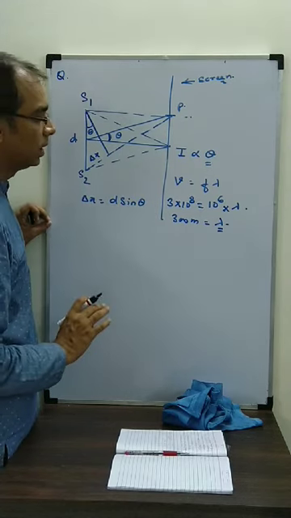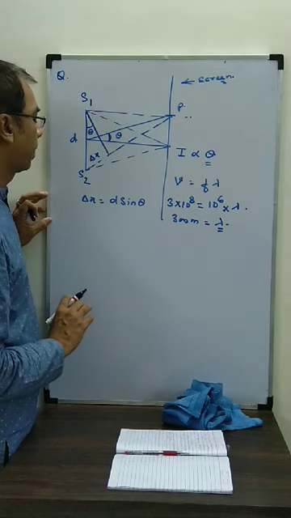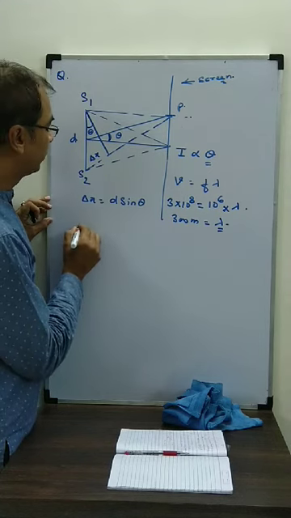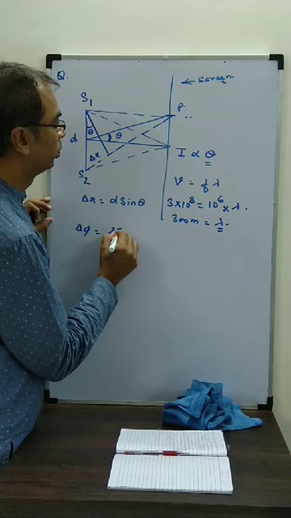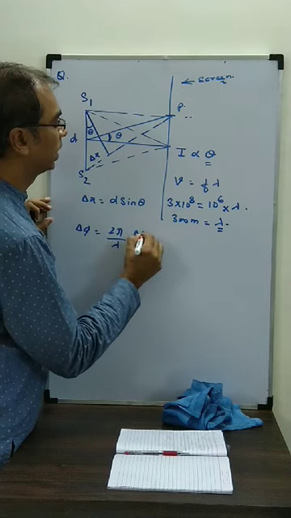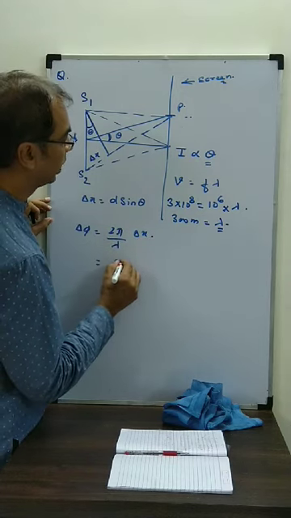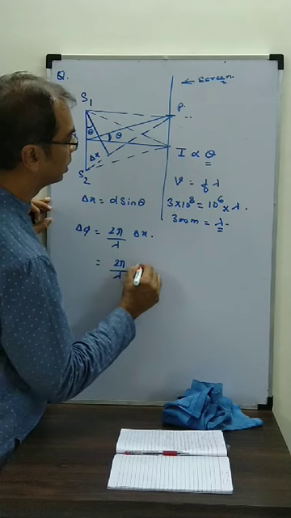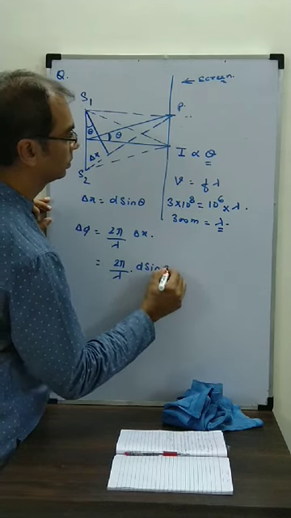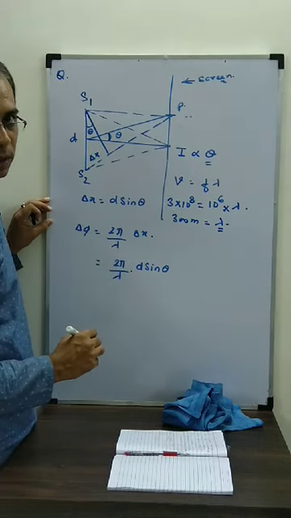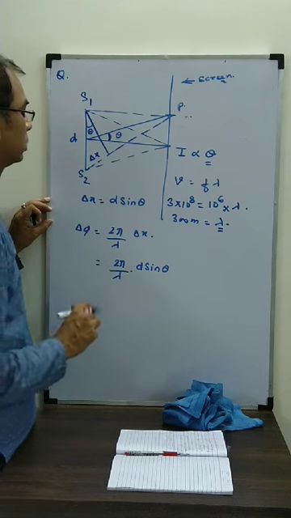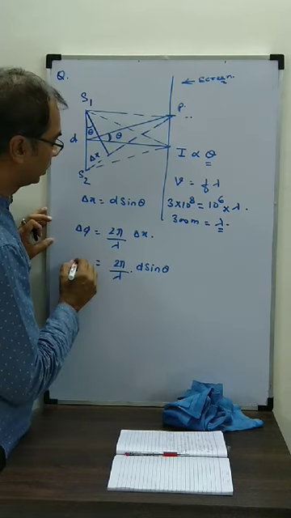Delta x is d sin theta. Okay. Then, what is the phase difference? Notice, it is 2 pi by lambda into delta x. That means 2 pi by lambda into d sin theta. Okay. Fine. So delta phi is a function of theta.